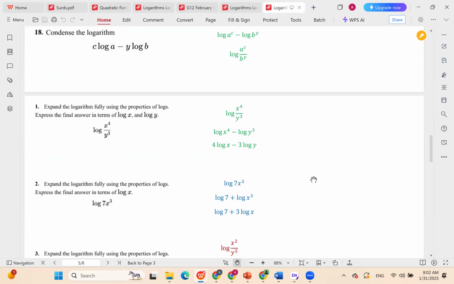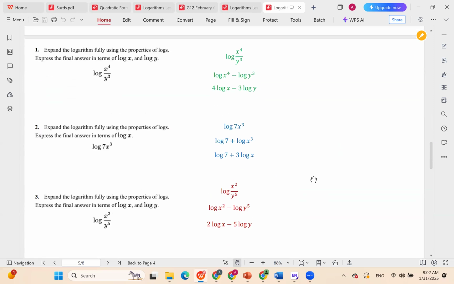Now we're going to try the inverse or the reverse process, which is to expand a logarithm. Now we have log x power 4 over y power 3. If we have two terms that are divided by each other, we can rewrite it as log x power 4 minus log y power 3. But they don't want powers, they want just log x and log y. So we can kick out the powers. We get 4 here and 3 right there. And our final answer becomes 4 log x minus 3 log y.